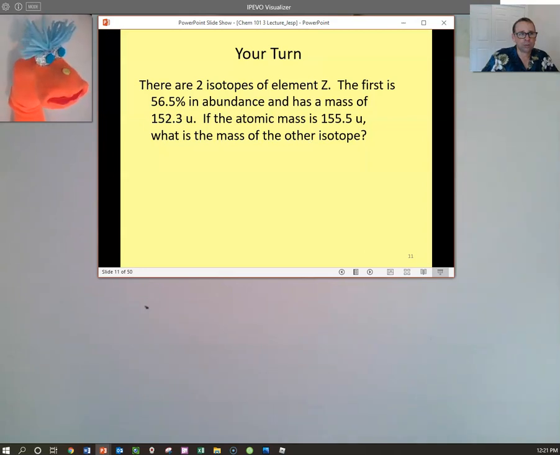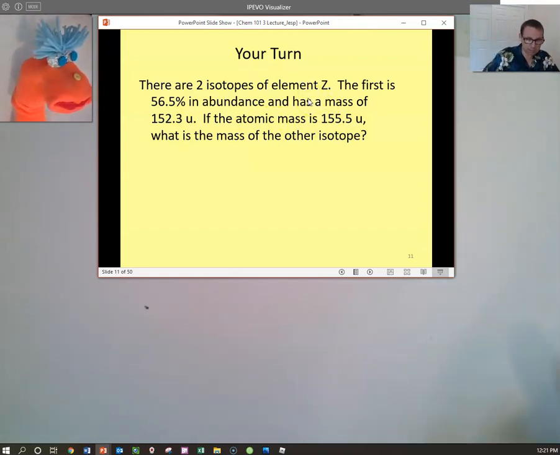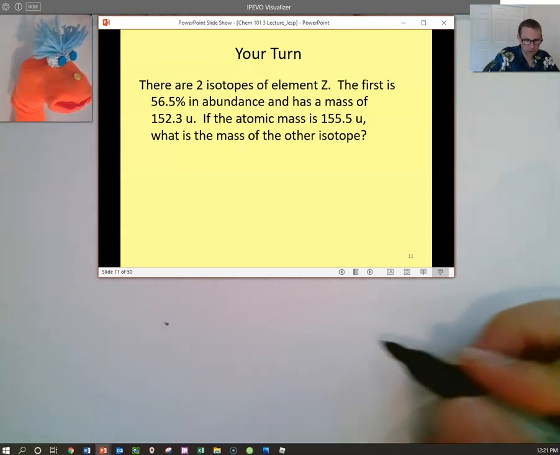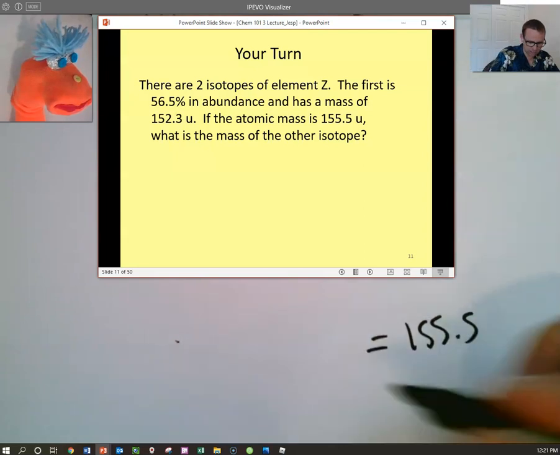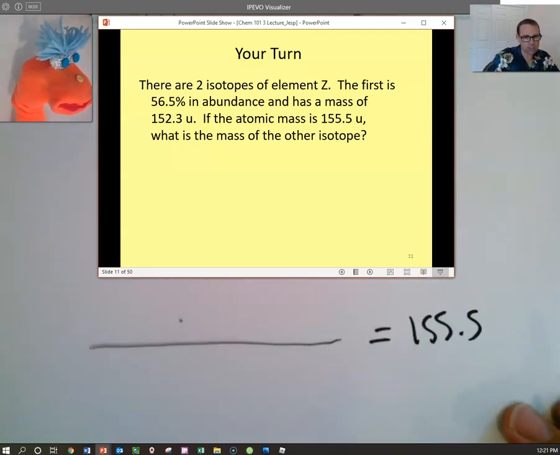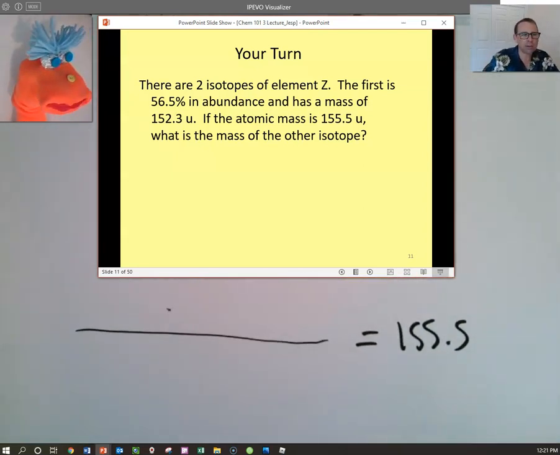Well, we need to find the mass of the other isotope, but we don't know the average. What's the average mass? Well, when they say the atomic mass is 155.5, that's the average mass. So you're right. We can set it up the exact same way, but we just need to have our 155.5 as our average here, and then we set it up and find the unknowns there.